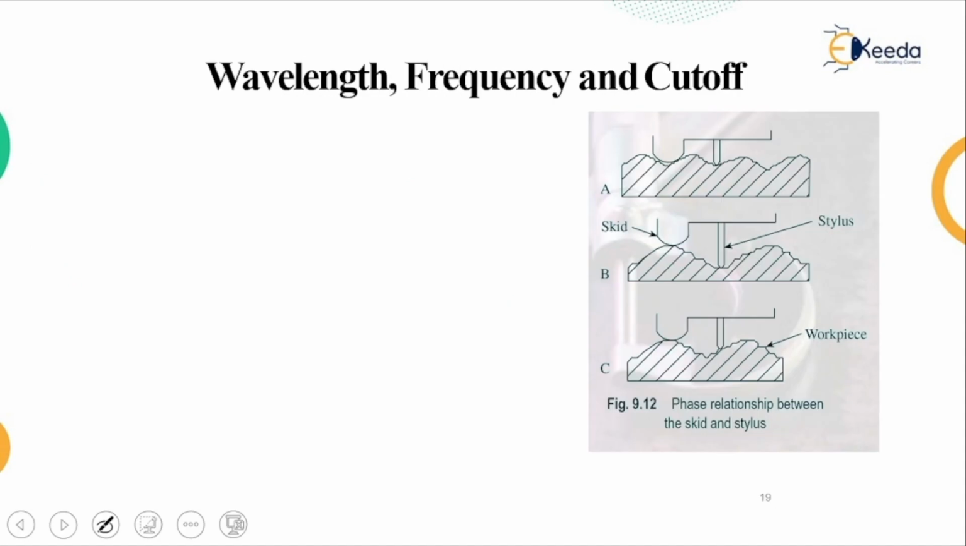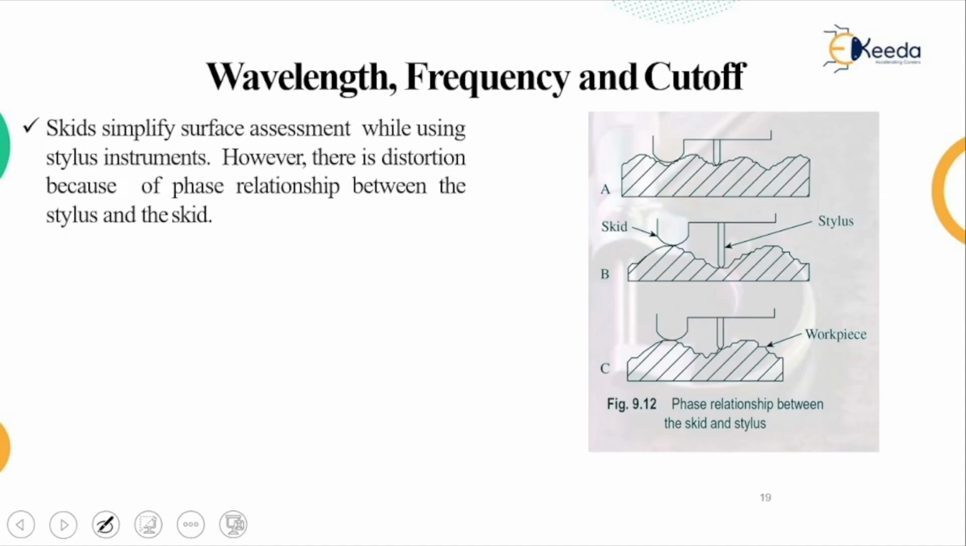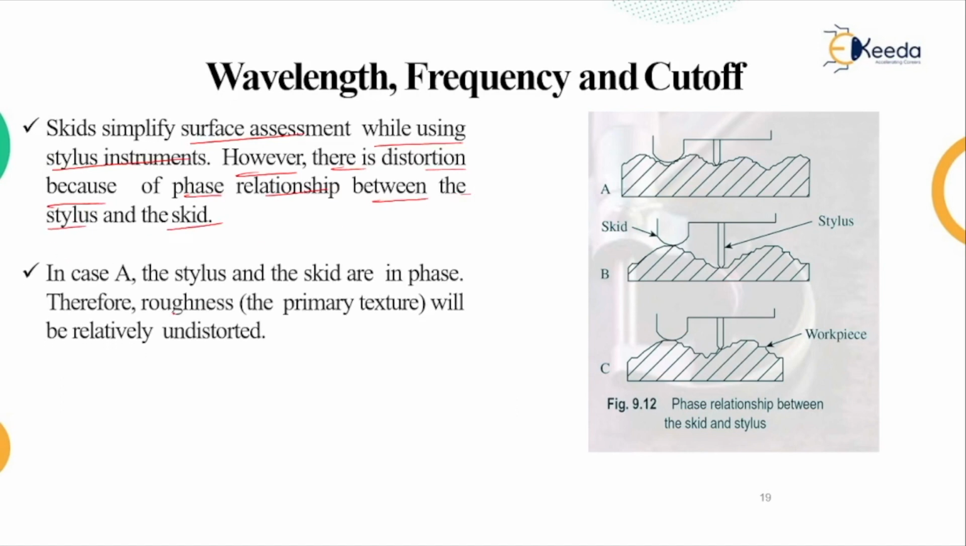Wavelength, frequency and cutoff. Now this skid or shoe simplifies the surface assessment while using the stylus instrument. However, there is a distortion because of the phase relationship between the stylus and the skid. We have three cases: A, B, C. In case A, the stylus and skid are in phase. You can see both are in phase. Therefore, the roughness, the primary texture, will be relatively undistorted.